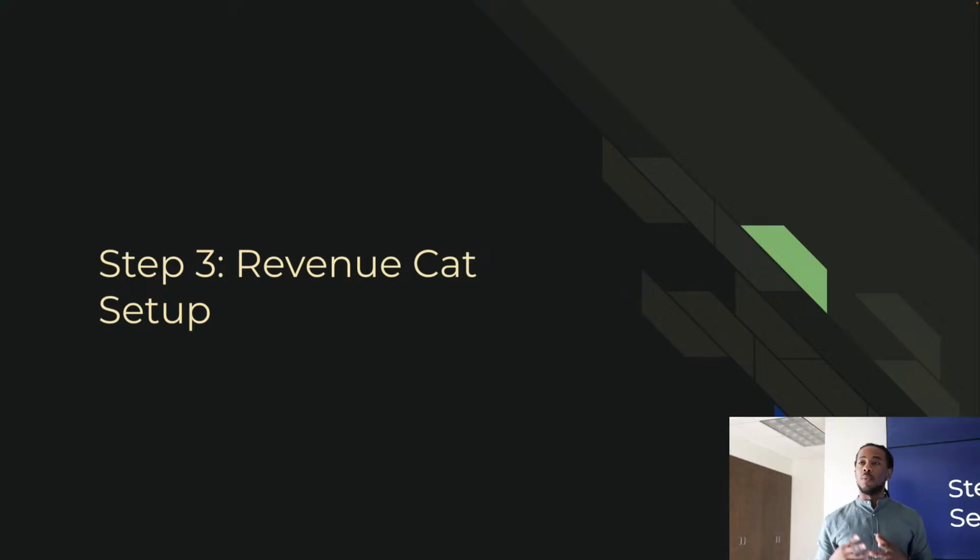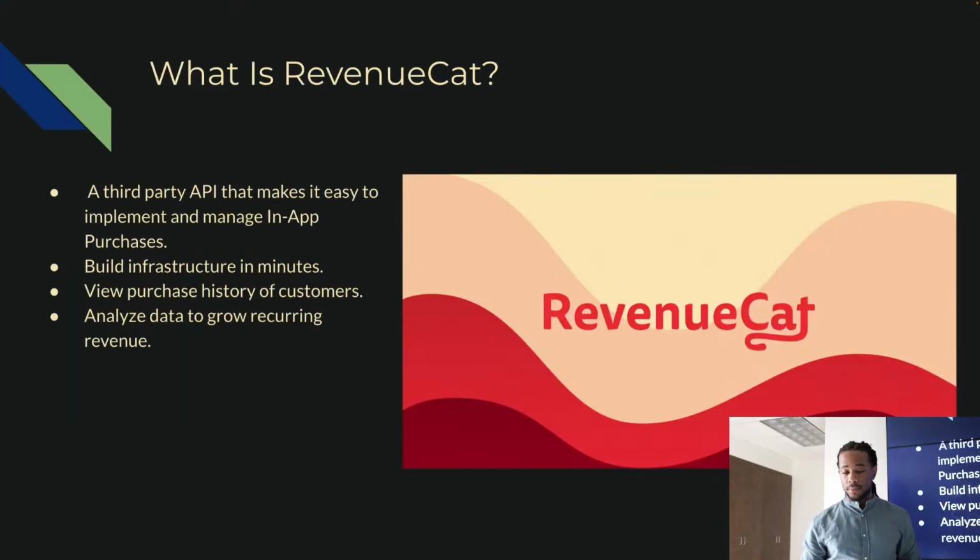So I know you're probably thinking, what exactly is Revenue Cat? Revenue Cat is a third-party API that makes it easy to implement and manage in-app purchases. It allows you to build the infrastructure in minutes, view purchase history of customers, as well as analyze data to grow recurring revenue. So just imagine Revenue Cat is kind of like a wrapper to your implementation of in-app purchases. It's not necessary for it, but it just makes the process much easier. And I've been using Revenue Cat for all of my apps since I've been in development.